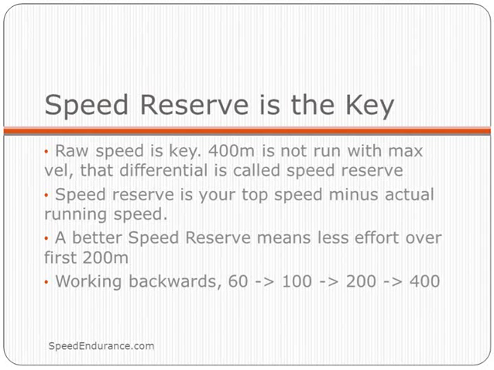And once again, I've said this 4 times already, speed reserve is the key. If you're not sure what speed reserve is, it is your top running speed minus your actual running speed. So if you have a great top speed and you're running a little bit slower because you're running more efficiently or you're conservative, that difference is called speed reserve. And it's pretty obvious that a better speed reserve means less effort, and that will really translate into your 200 and 400 meters.